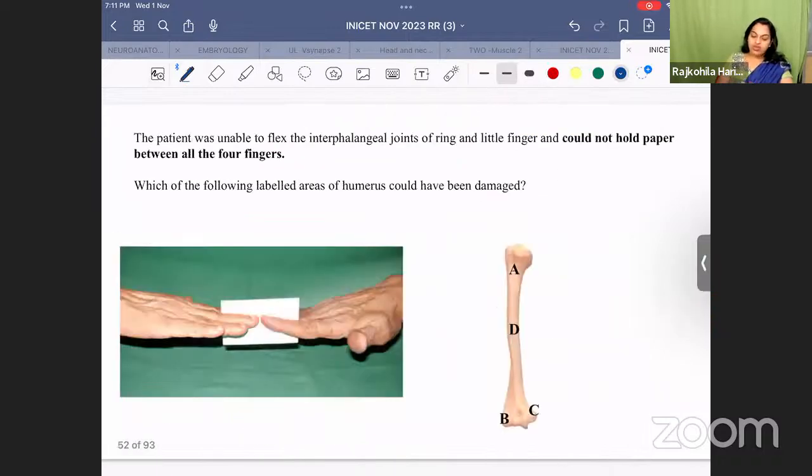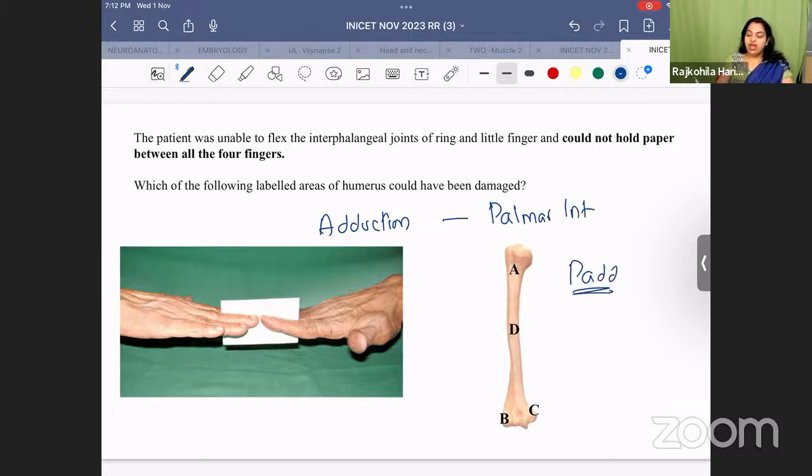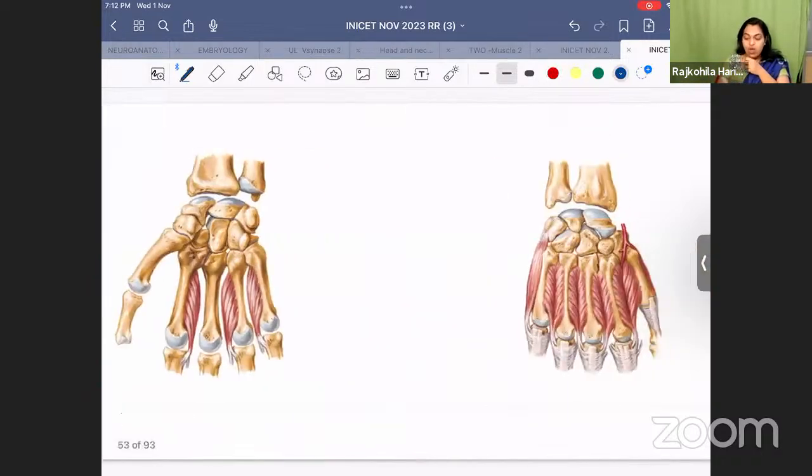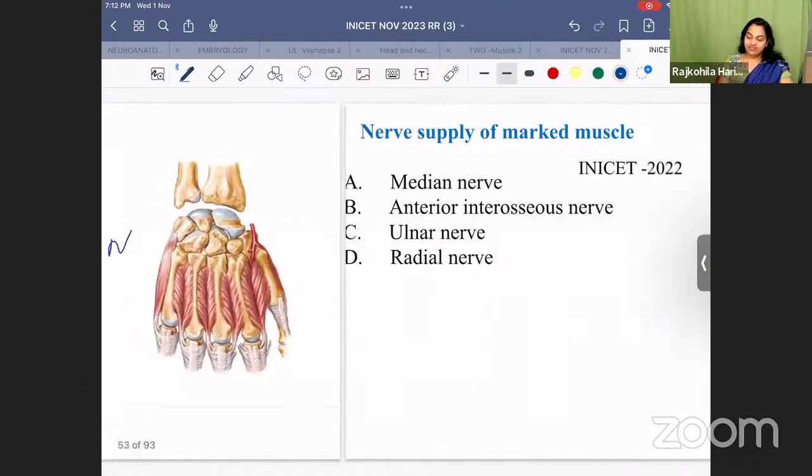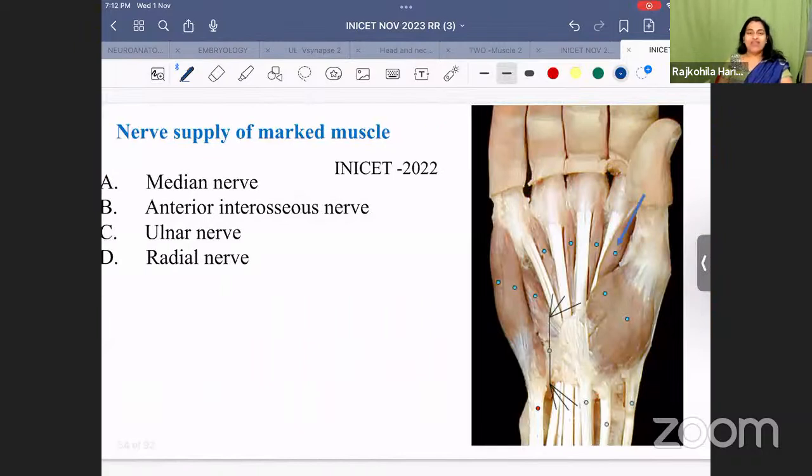Okay, so here what is told, not able to hold a card. You're not able to bring the fingers close together. You're not able to adduct. Adduction of the fingers is the action of the palmar interossei, right? And all these interossei, palmar interossei and the dorsal interossei, all of them are going to be innervated by the ulnar nerve, right?